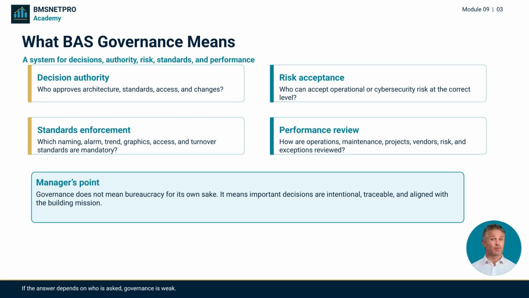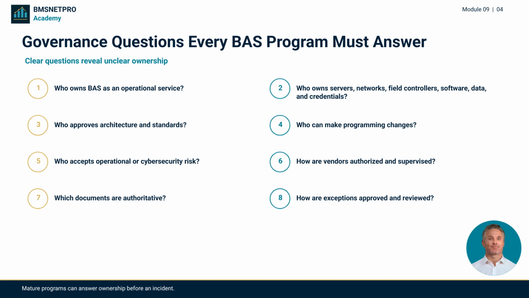Governance is the system by which decisions are made, authority is assigned, risk is accepted, standards are enforced, and performance is reviewed. It prevents informal habits from becoming hidden operational risk. A mature BAS program can answer questions about ownership, authorization, risk, vendors, documentation, exceptions, and lessons learned. If the answers vary from person to person, governance is not yet strong.